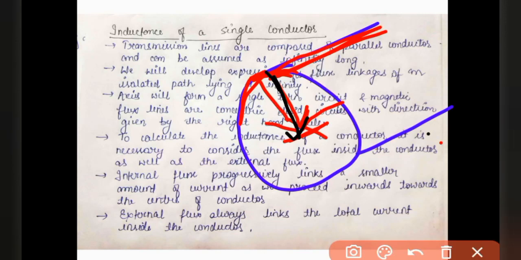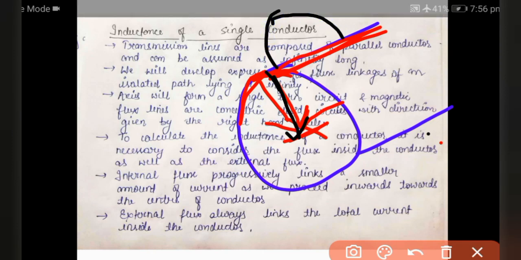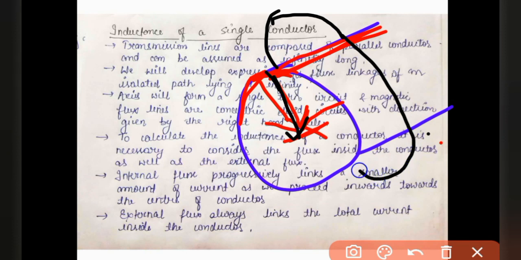Also I want to say one thing: external flux always links the total current inside the conductor. Okay, now moving to the next part.